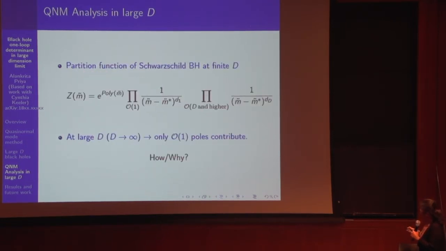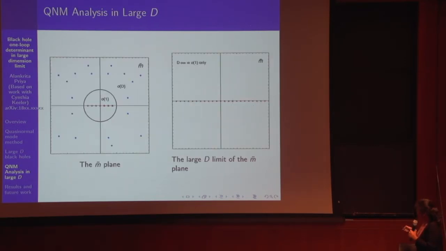So I can use the quasi-normal mode method to write down the partition function as the product over order 1 poles and the product over order D and higher poles. But it turns out that in the large D limit, only order 1 poles contribute. It's not evident from this equation, but this diagram makes it clear. Suppose I have some order 1 poles here and order D poles here, for finite D in the M tilde plane. If I increase D, this circle will get bigger, and these order D modes get pushed further out. In the limit as D goes to infinity, I'll only be left with order 1 poles.